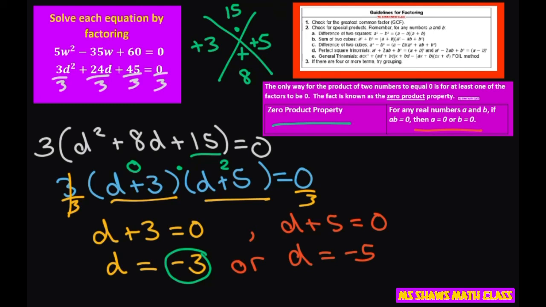Similarly, if you plugged in negative 5, you're going to get negative 2 times 0, and that gives you 0. So that's what the product property states. So your final answer is right here.